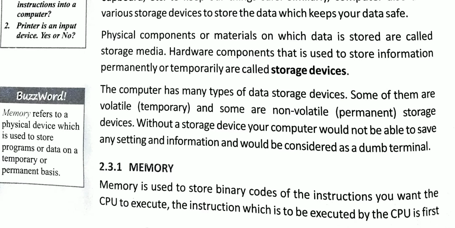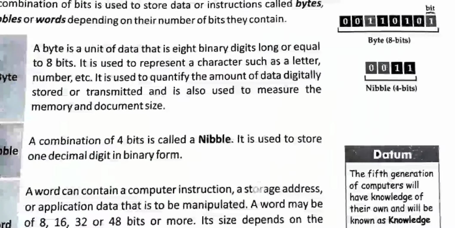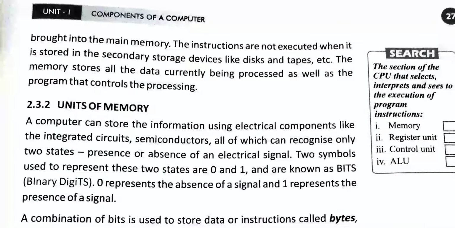So now, in order to see how many storage devices there are and which kinds of storage devices we have, let's start with the memory. Memory is used to store binary codes of the instructions you want the CPU to execute. Memory is nothing but what stores the information you want to store and what you want the CPU to execute. It stores everything here, brought into the main memory.